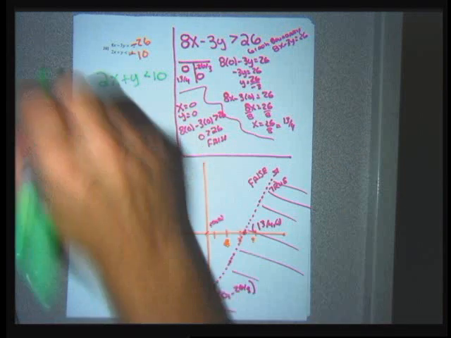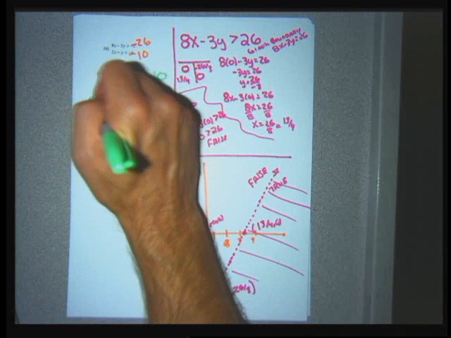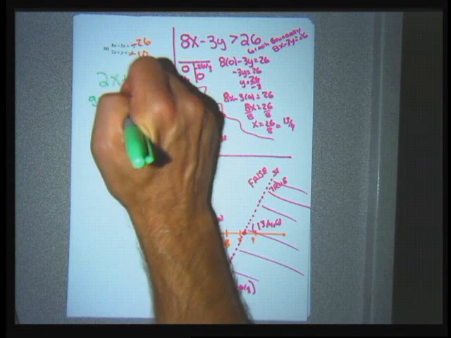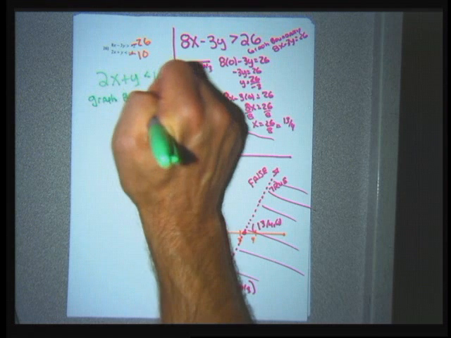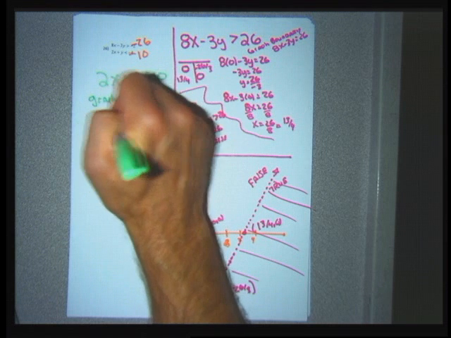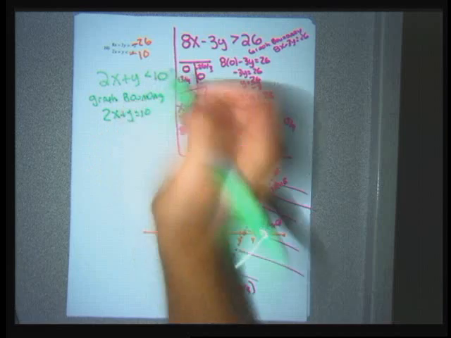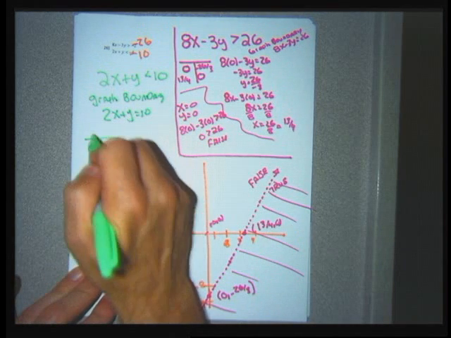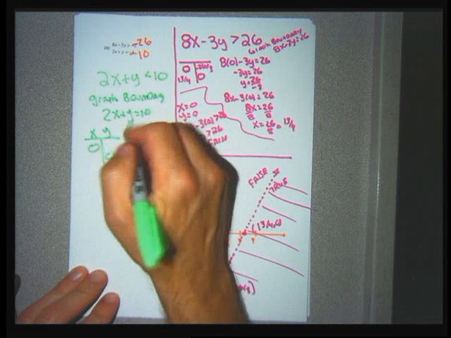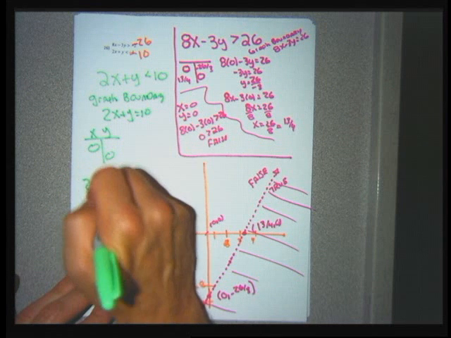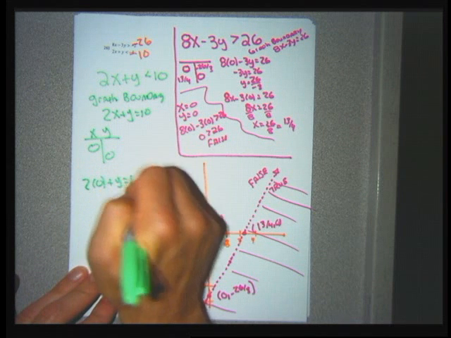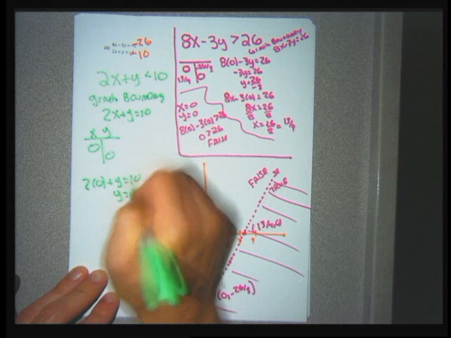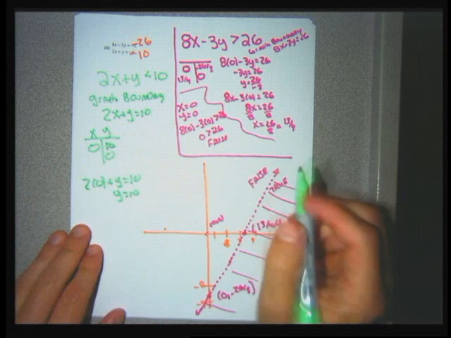So I'm going to first, to do this one, graph the boundary, which is 2x plus y equal 10. It's going to be a dashed line. Plug 0 in for x, 0 in for y. Plugging 0 for x, I get 2 times 0 plus y equal to 10. That gives me y equal to 10. So I need to plot the point 0, 10.